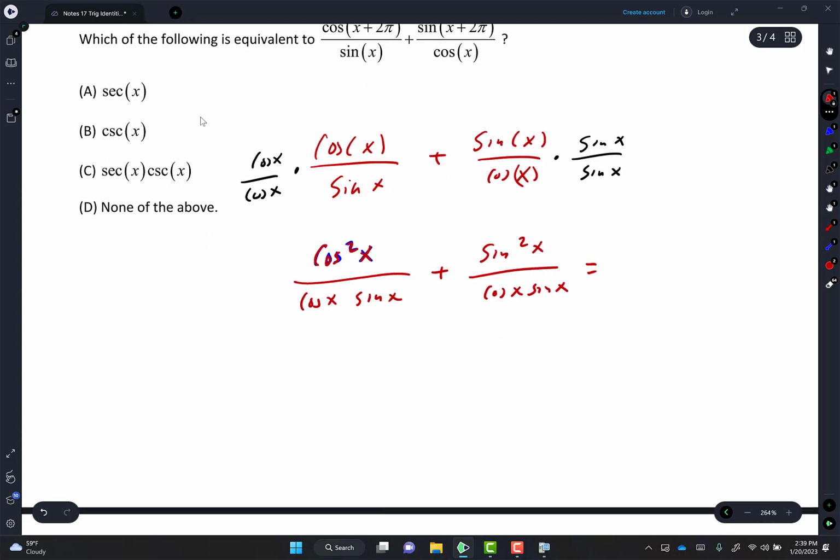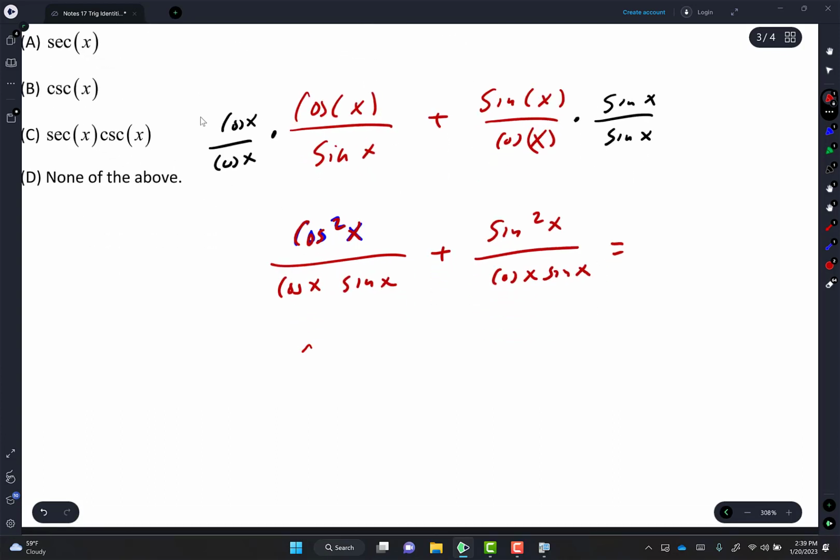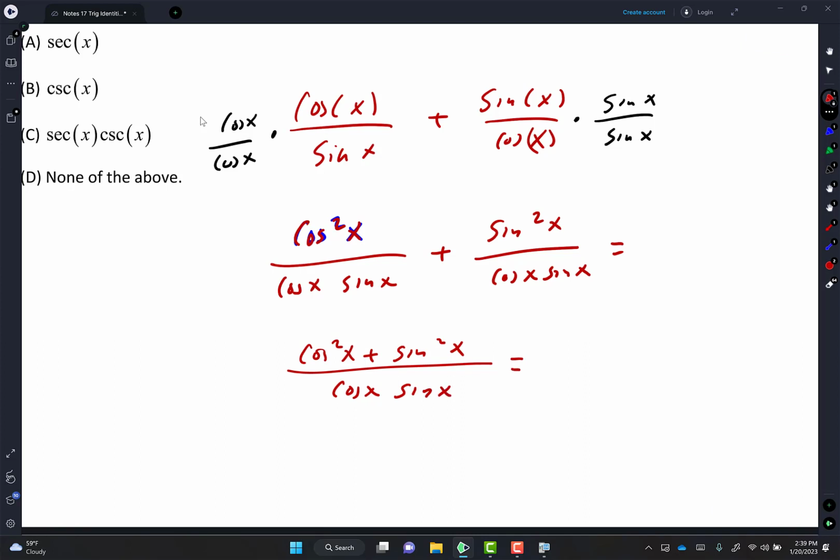Are my denominators the same? Yes, combine them. Cosine squared x plus sine squared x, or make it 1, right? All over cosine x sine x. What do you see? Do you see the Pythagorean formula? What is cosine squared plus sine squared? 1. 1 over cosine x sine x.